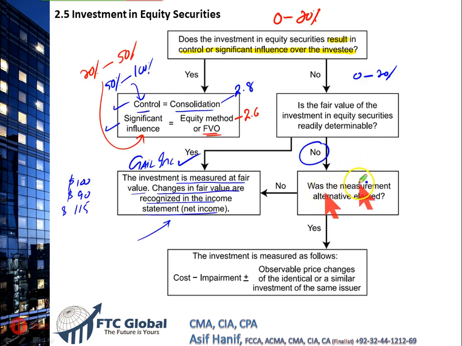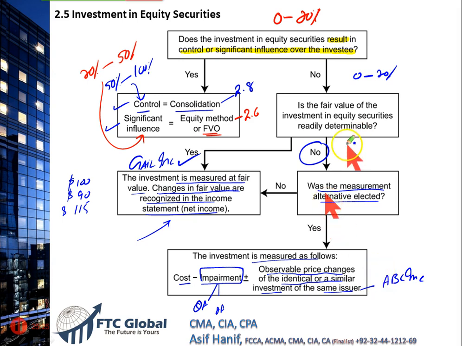So those investments do not have readily determinable fair values. Was the measurement alternative elected, like the previous one we said? Yes. In this case, the investment is measured at cost minus impairment. Impairment has two steps: first the qualitative assessment, then the quantitative assessment, plus or minus any observable price changes of identical or similar investments of the same issuer, like the company ABC Incorporated we were discussing. That's the flow, how we do it in US GAAP, right?